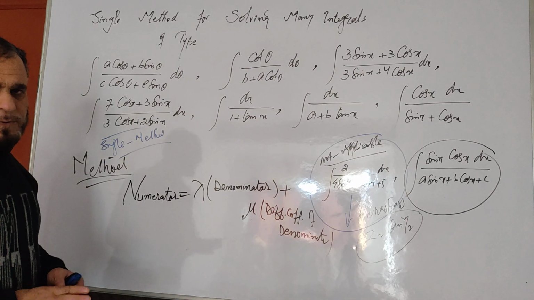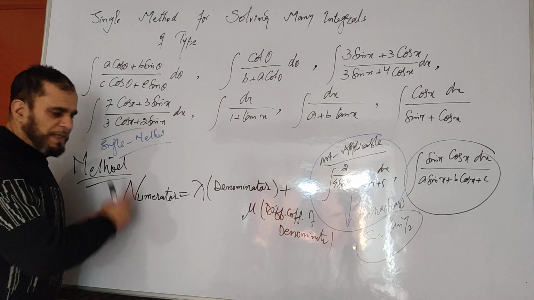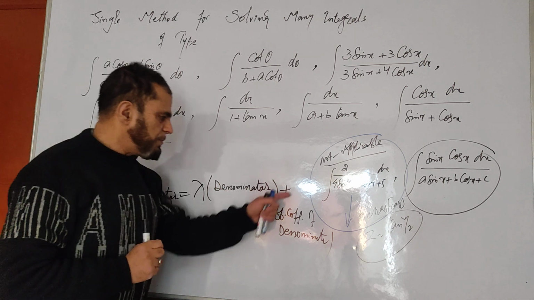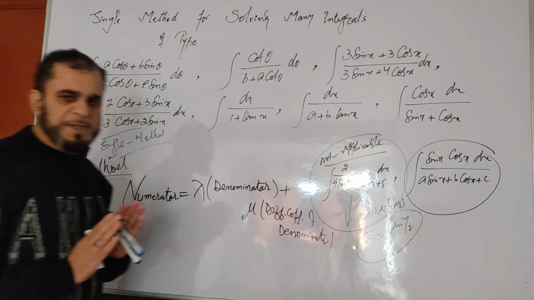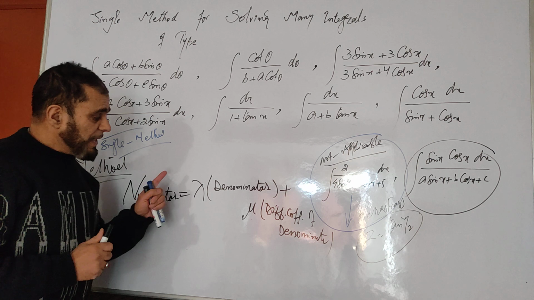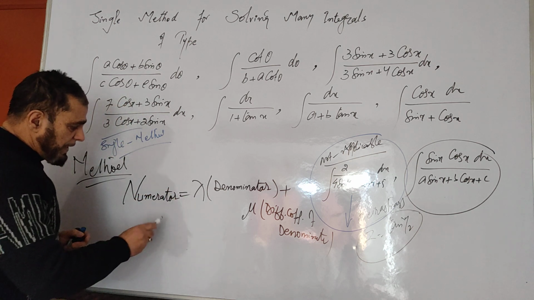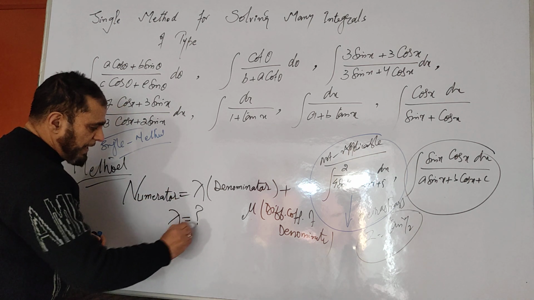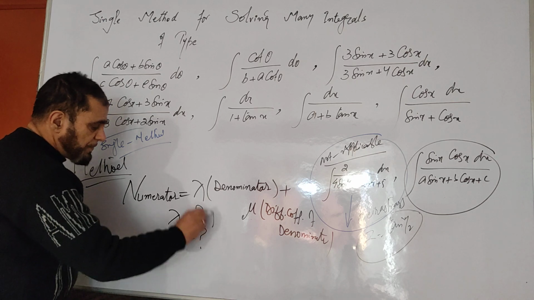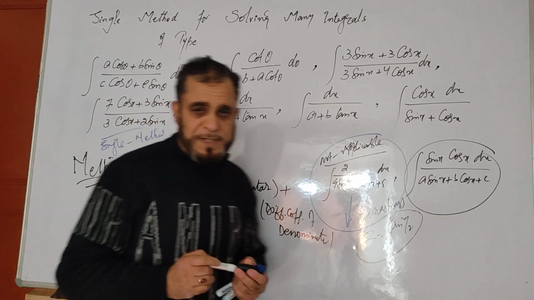When you come across all such integrals, how do you proceed? Express the numerator as lambda times the denominator plus mu times the differential coefficient of the denominator, where lambda and mu are to be found in a proper way by comparing the coefficients. We want lambda and mu in such a way that when we substitute their values, the numerator is equal to the given numerator. This is a very simple and short method.